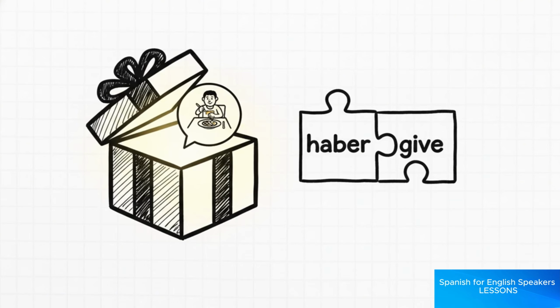Just let that sink in for a second. Haber is related to give, and suddenly everything just clicks into place, doesn't it? Haber isn't about owning or possessing something. It's about an event being given to you in time. He comido is like saying the event of eating has been given. Hay una silla is like existence is given to a chair. It fundamentally changes how you look at the verb.